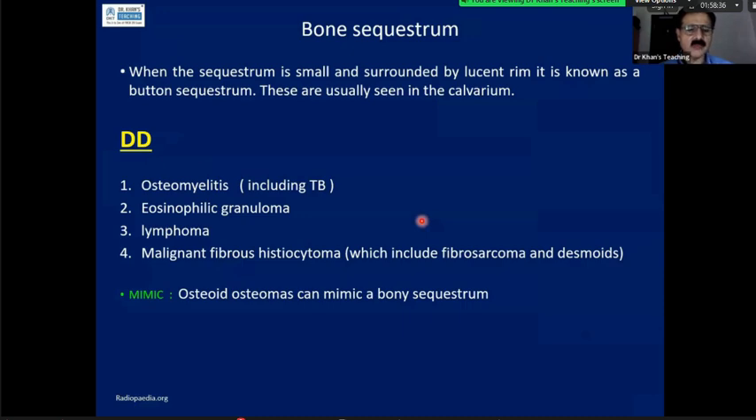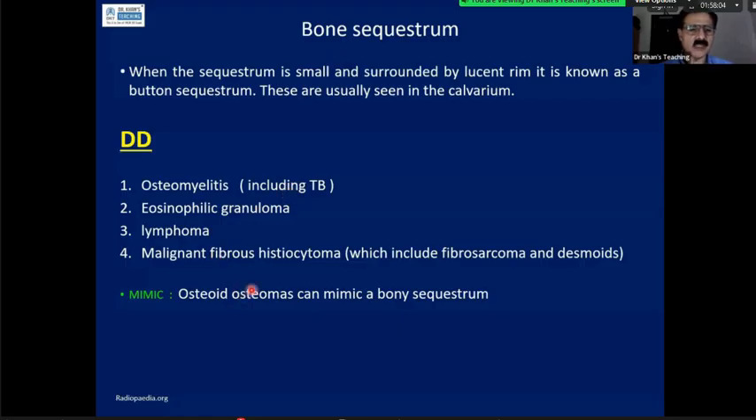And please remember this differential diagnosis. Osteomyelitis, everybody knows. In TB also, it can happen. LCH, this is a very important exam case. LCH, eosinophilic granuloma, I'll show you. And lymphoma can also have sequestrum. Malignant fibrous histiocytoma is such a rare tumor that nobody will show you, but they will grill you. Particularly, this has come in the exam quite a few times, this eosinophilic granuloma.